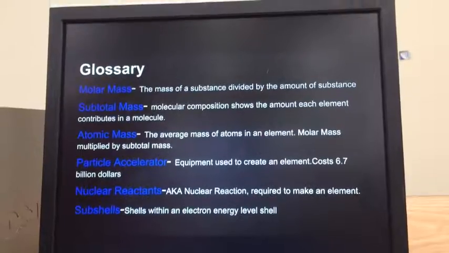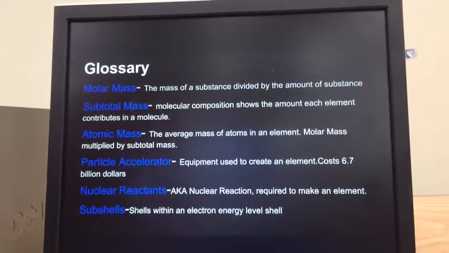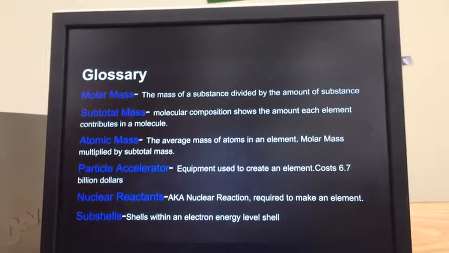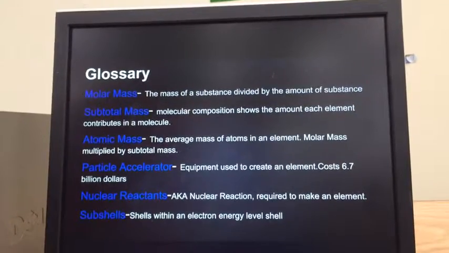Subshells. Subshells are shells within an electron energy level shell.